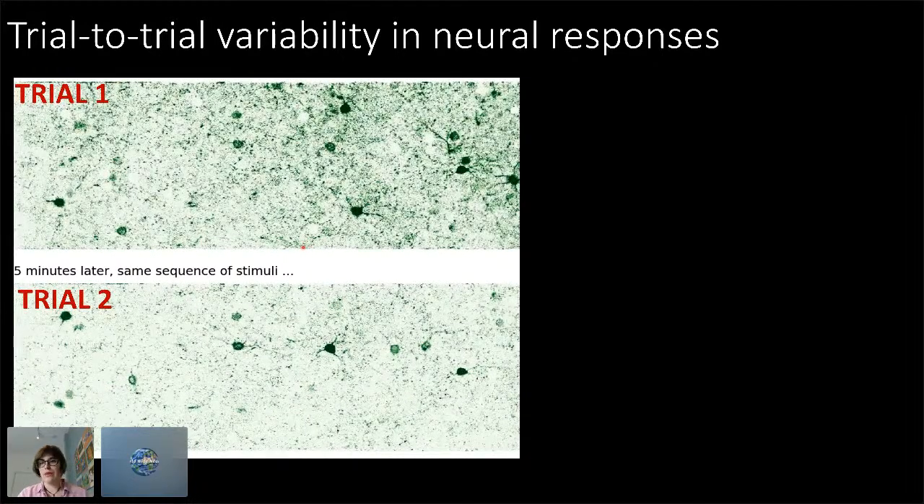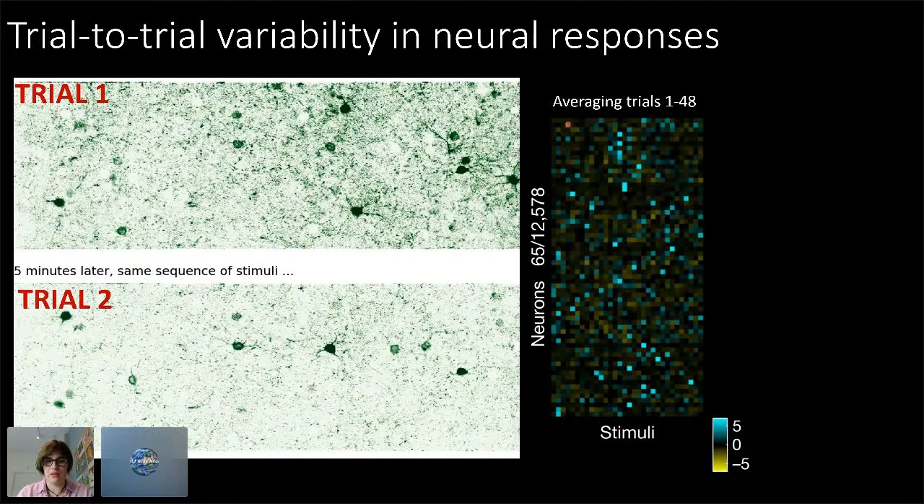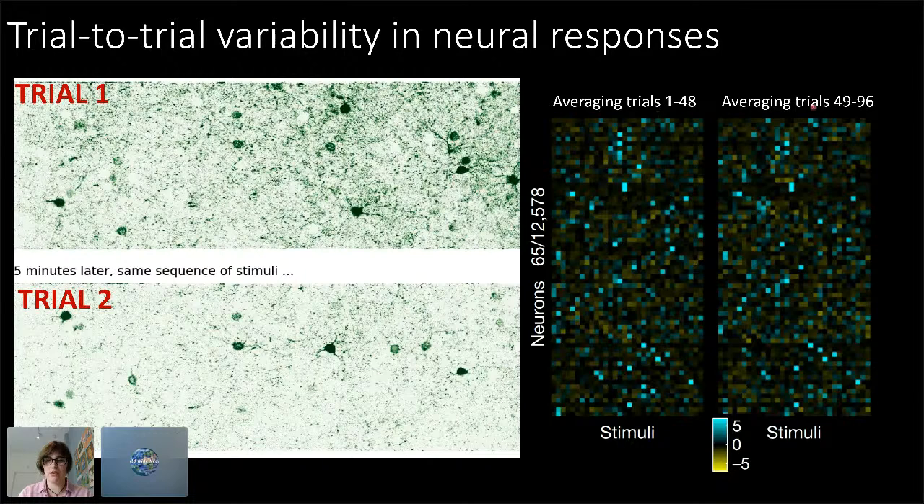I will just add, if you average over trials, you do get a reliable response. So if we look at the neurons, this is a neuron by stimulus matrix again, but now we're averaging over trials. So this is averaged over 48 trials. We look at this matrix versus if we average over the next 48 trials, and we see that they're very consistent. And there are also sparse responses. For instance, these two neurons seem to be sparsely activated to the stimulus. So there are tuned responses in visual cortex, and there are reliable responses if you average over many trials.